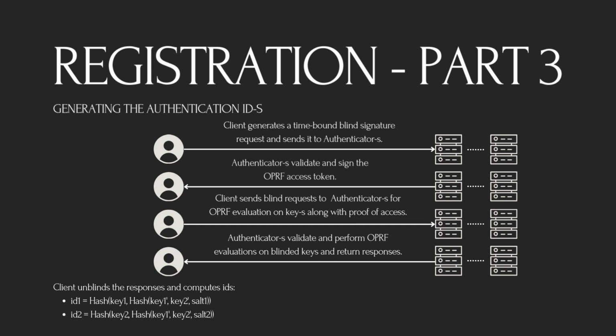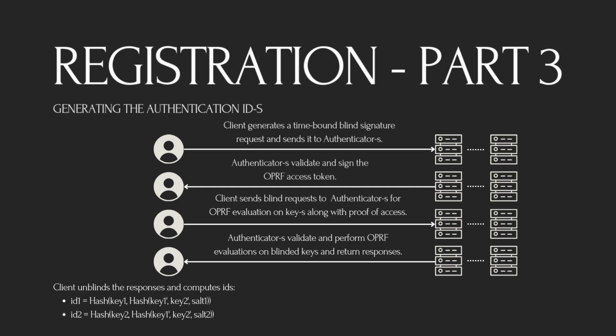The client aggregates all blind OPRF access tokens into a single access token. The client then blinds its self-signing keys separately and sends them along with the proof of aggregated OPRF access token and all verification keys to each authenticator. Each authenticator retrieves the verification key for the OPRF access token from the global database, verifies its validity, and performs the OPRF evaluation on its respective blind self-signing key if valid. It then returns the blinded response to the client.